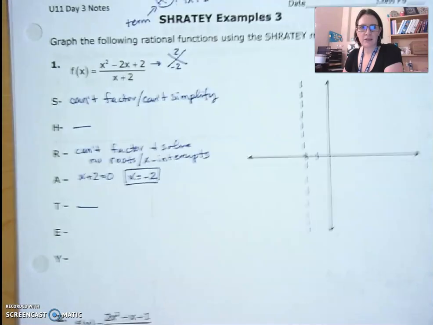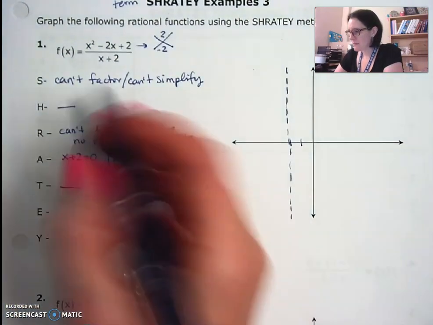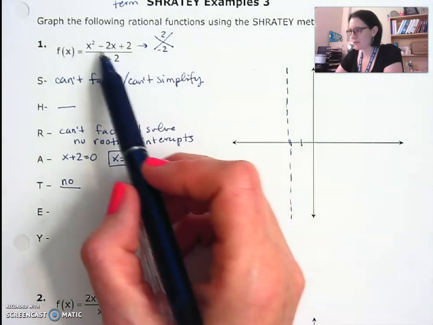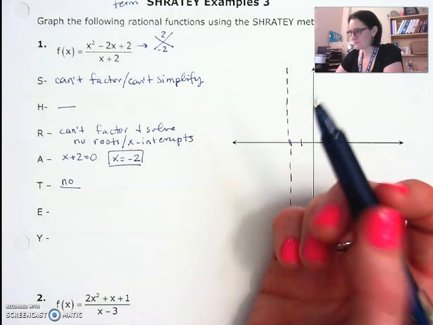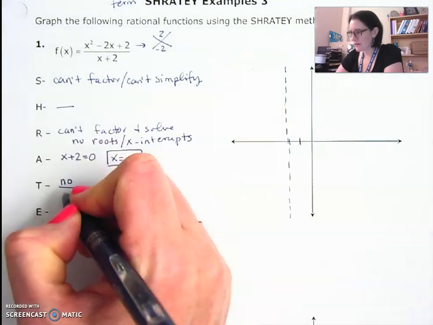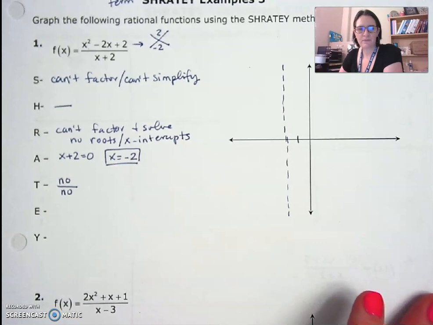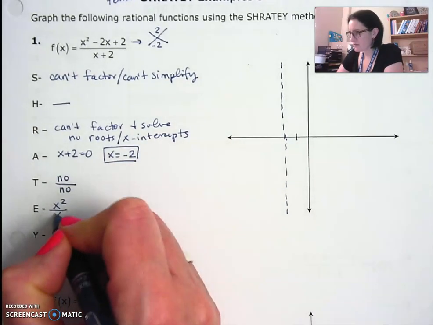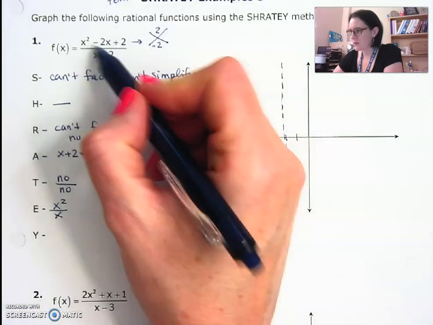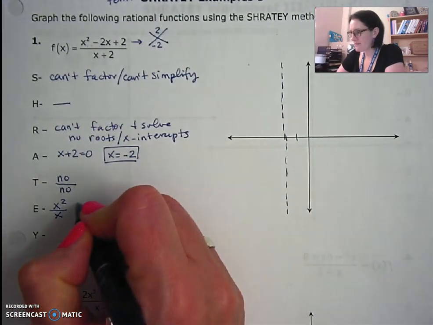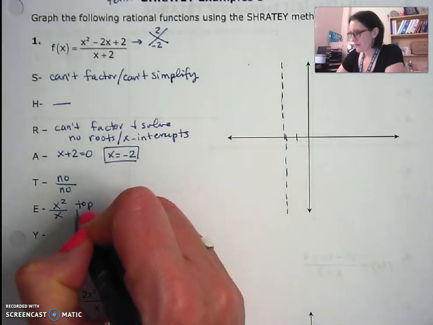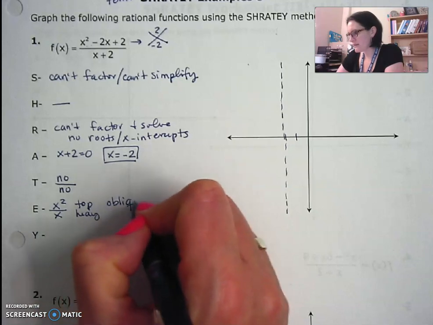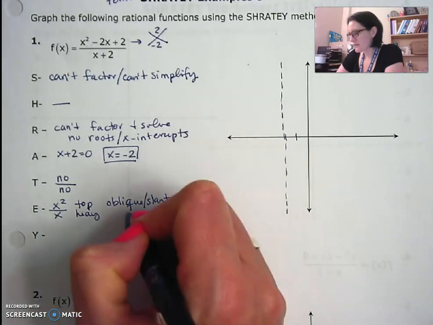So going back to this particular problem, I'm going to say that there are no squared factors in the numerator because there aren't. There's a squared term, but we don't care about that. There's also no squared factors in the denominator. E is for end behavior, so we set up the ratio of our leading terms. So that's the x squared over the x. Now this is top heavy. And this means we're going to have an oblique or slant asymptote.